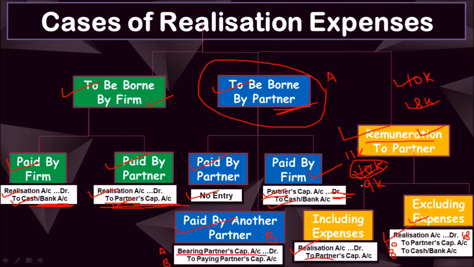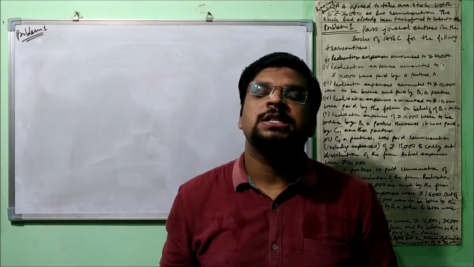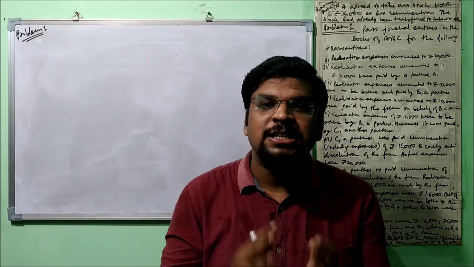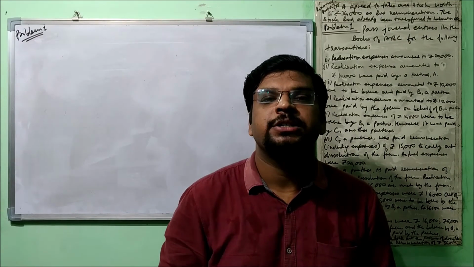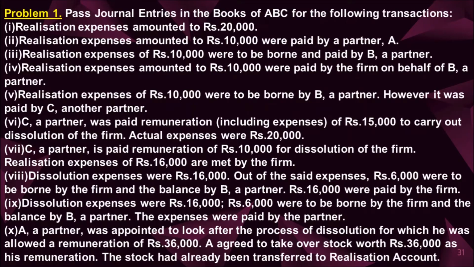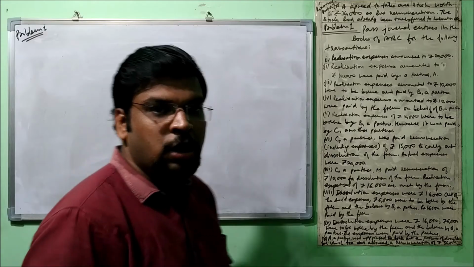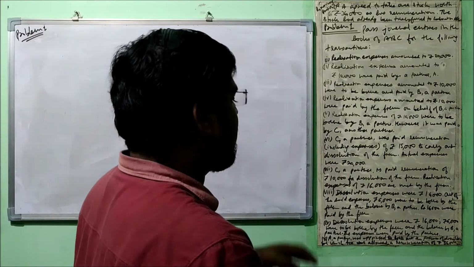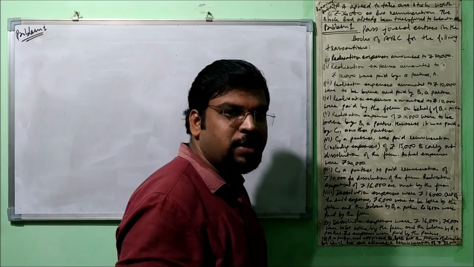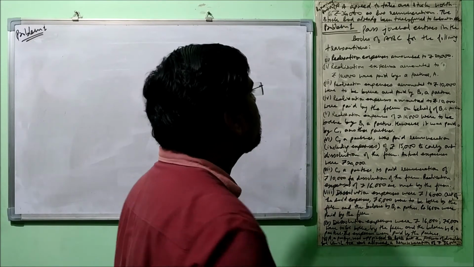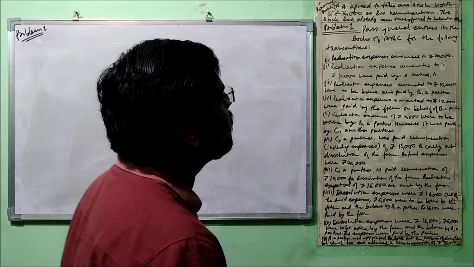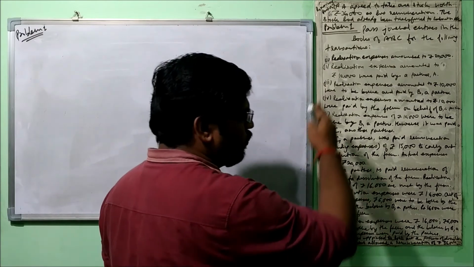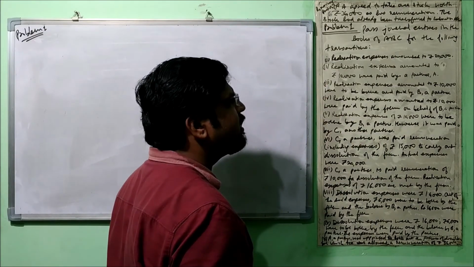Understood the point? So friends, after understanding all the cases related to realization expenses, let's attempt a numerical question based on all these cases. You can see the question on your screen. I have written the question here. I had a space problem, so try and manage. You must have seen the entire question in the slide, right? So I will just read it out. Problem number 1, pass journal entries in the books of ABC for the following transactions. We won't read all of them together, we'll read them one by one.